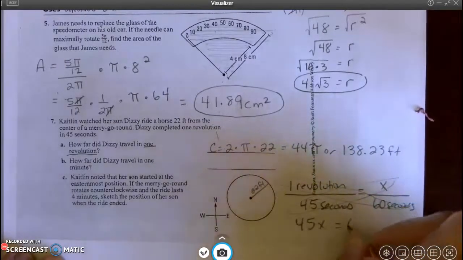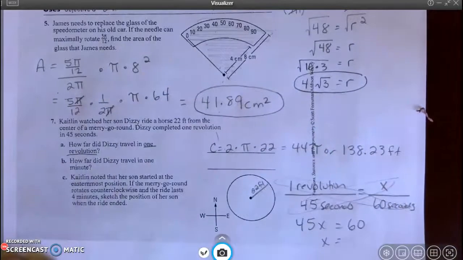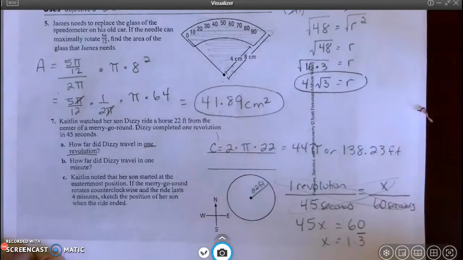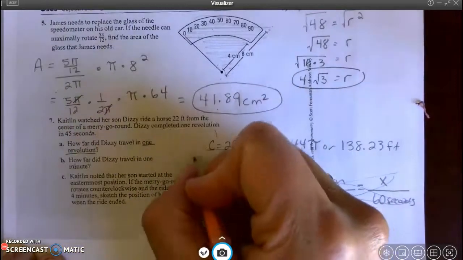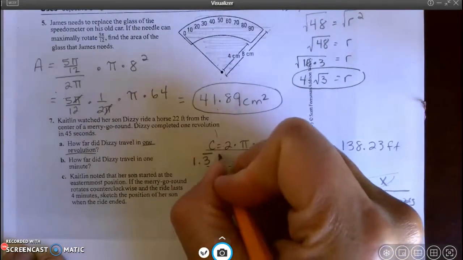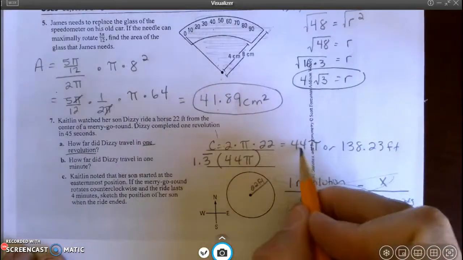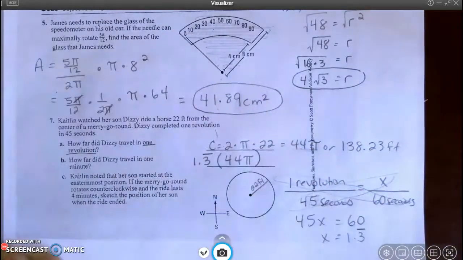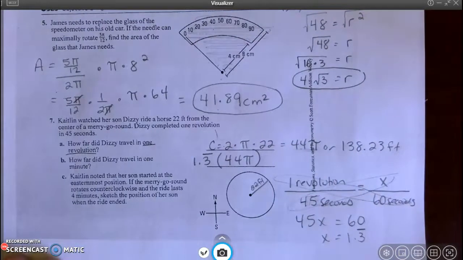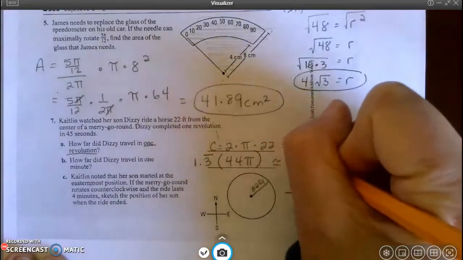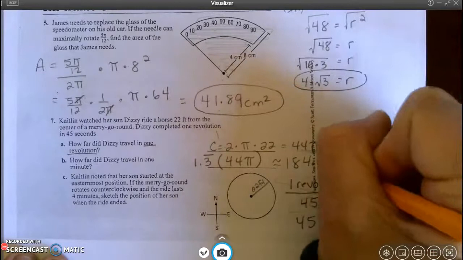45x equals 60. So x equals 1.3 repeating. So I'm going to go 1 1/3 revolutions times my 44 pi, because 44 pi is 1 revolution. So I'm just going to multiply that answer out of my calculator by 44 pi, and I get approximately 184.31 feet.